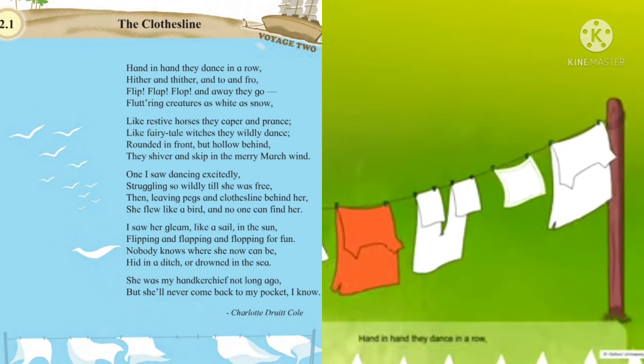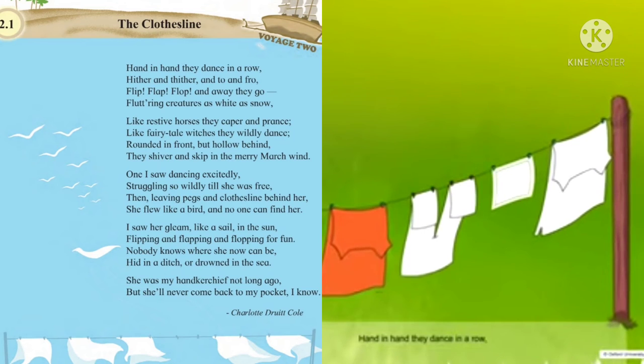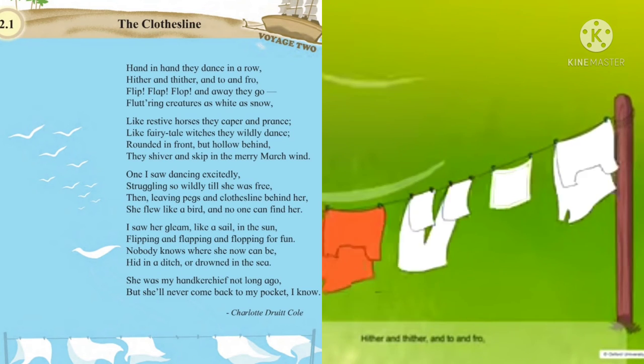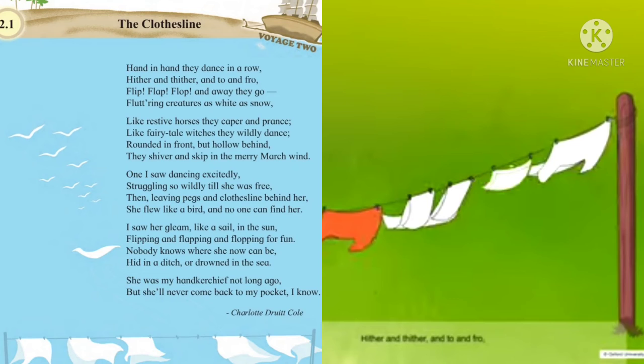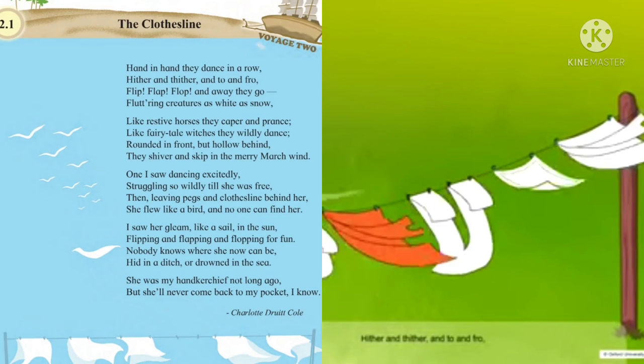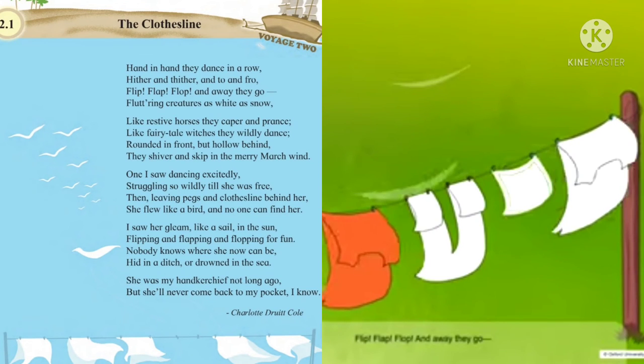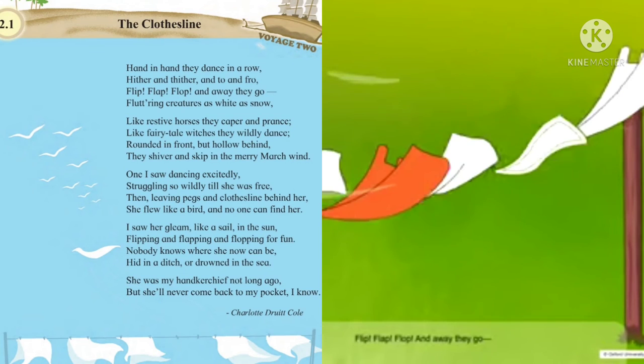I saw her gleam like a sail in the sun, flipping and flapping and flopping for fun. Nobody knows where she now can be, hid in a ditch or drowned in the sea.